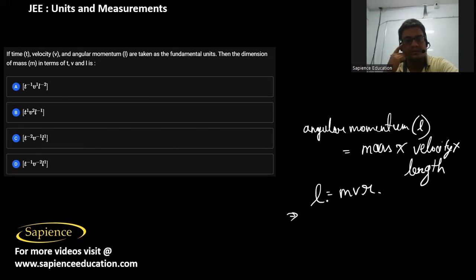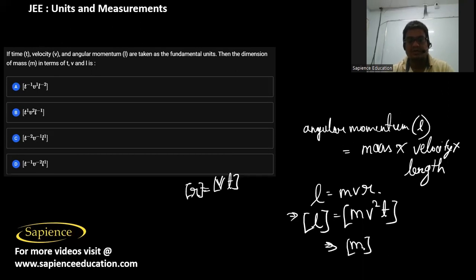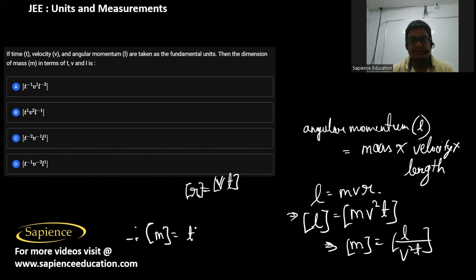So now this length, which is r, I can also tell has the same dimension as velocity into time. So I can say that the dimensional formula for angular momentum L will be equal to the dimensional formula for m v square t. So therefore, the dimension of mass will be equal to L by v square t. So the dimensional formula for mass will be T inverse v power minus 2 L power 1. So it means option D is the correct answer.